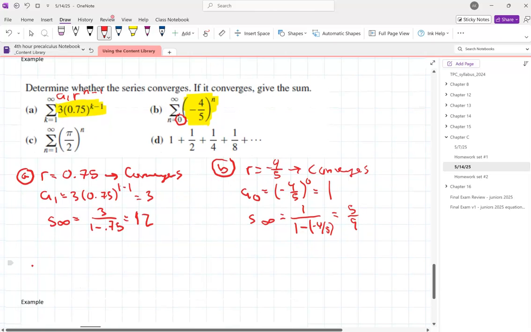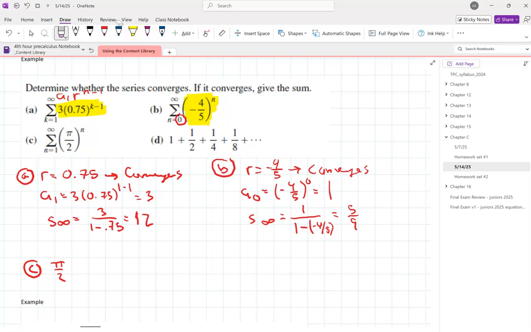If I look at part C, my r is going to be pi over 2, right? Same real situation as the previous one. But pi over 2, pi is like 3.14. Divide by 2, that's greater than 1. That's divergent. I'm done. There's nothing more to do there.